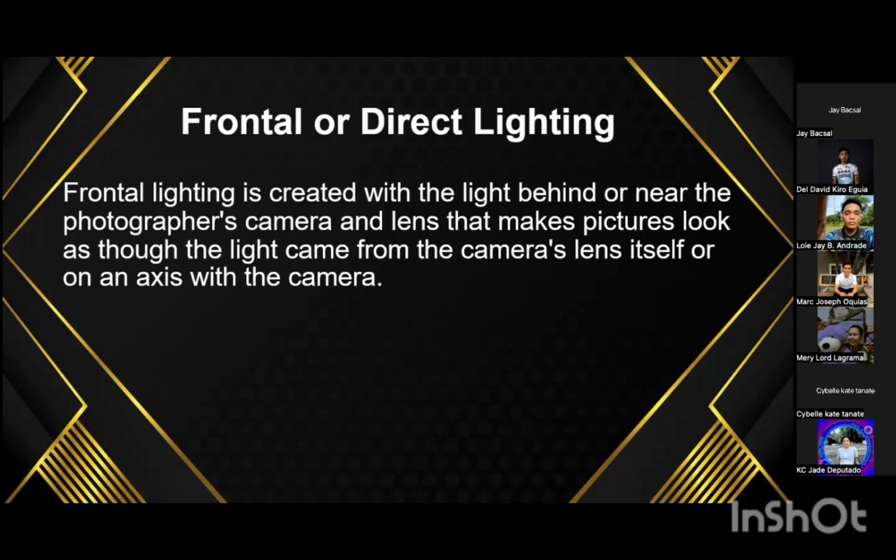Frontal or direct lighting. Lighting is created with the light behind or near the photographer's camera and lens, which makes pictures look as though the light came from the camera's lens itself or on axis with the camera. So, frontal or direct lighting is a type of lighting technique in which the light source is positioned directly in front of the subject and illuminating the subject from the front.